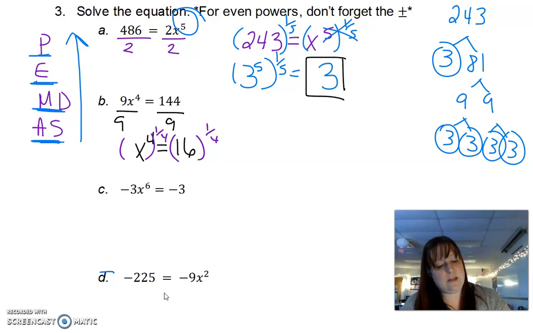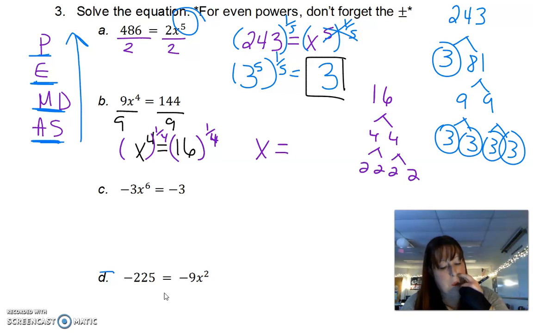Okay, so that makes x on the one side. Okay, and the 4th root of 16. See, 16 is 4 times 4, so it's 2 times 2 times 2 times 2. Okay, so the 4th root of 16 is just 2, but since this is an even power, we can have a plus or a minus.